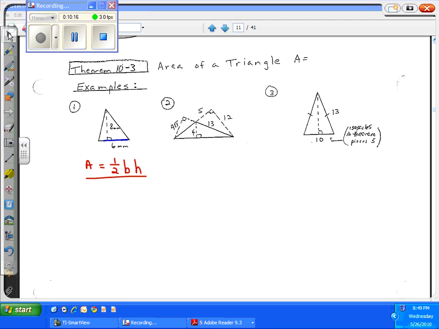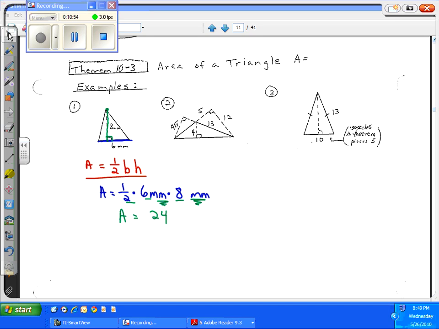I tell people base is the bottom. The height is how tall it is from top straight down to bottom. So area equals 1/2 times the base, which was 6 millimeters, times the height, which was straight down from top to bottom, 8 millimeters. A triangle is half of a rectangle or half of a parallelogram. So we're going to multiply the numbers. 1/2 times 6 is 3, times 8 is 24.